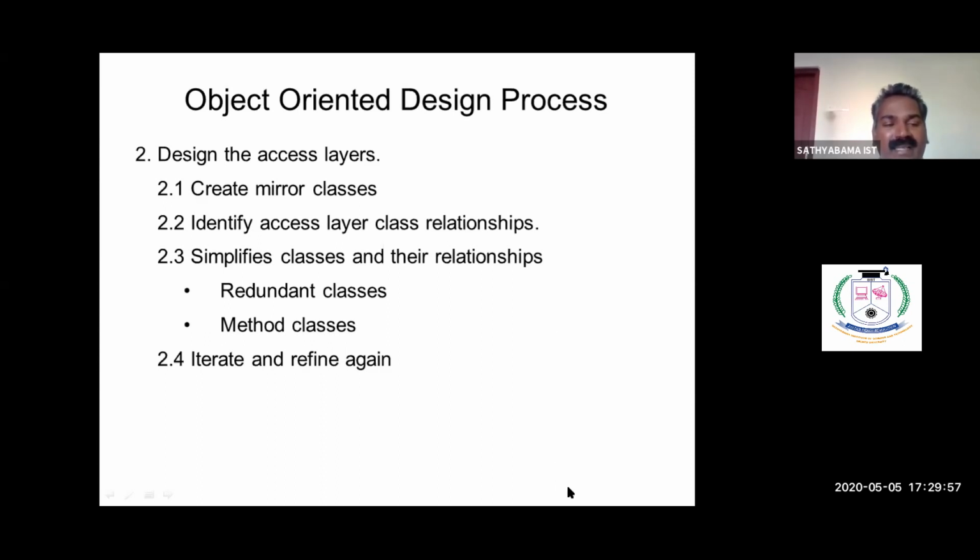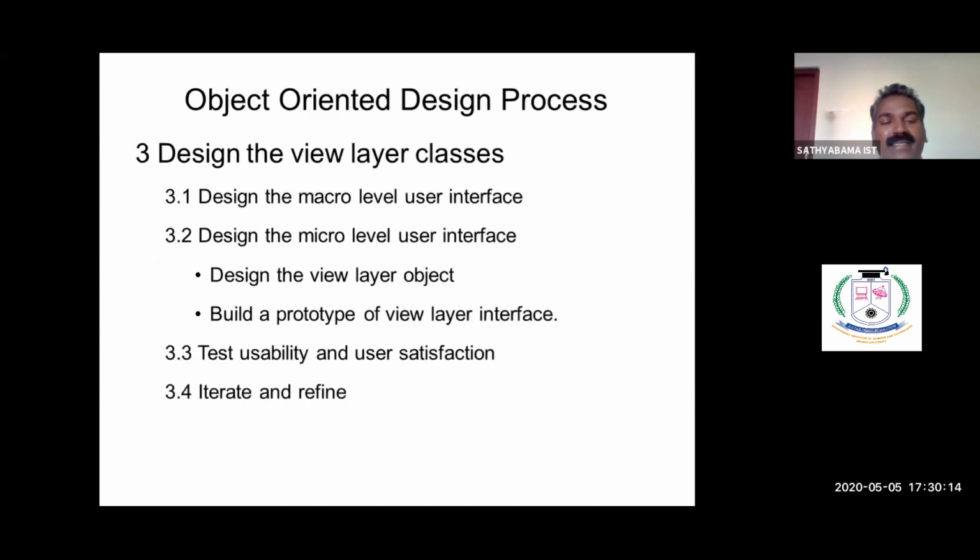The second stage of the object-oriented design process is to design the access layer: create mirror classes, then identify the access layer and its class relationships. Redundant classes and methods have to be identified and simplified. Then iterate and design. This completely deals with database access. Then the third one is the view layer. The view layer deals with the user interface, the graphical user interface: what objects can be used and what objects can interact with the user.